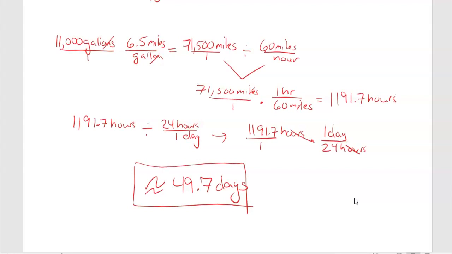I found that we had 11,000 gallons. I put that over one just so that it was a fraction. And then I multiplied by 6.5 miles per gallon. What's beautiful here is that the gallons in the numerator and denominator cancel out, and you end up with 71,500 miles, which is exactly what I thought I would get because a certain number of gallons will give you a certain number of miles. At that point, I knew that I'd be going 60 miles per hour, so I wanted to find out how many hours I'd be able to travel.